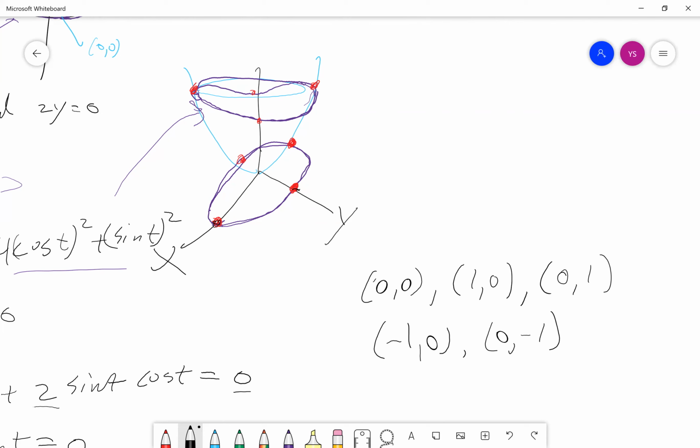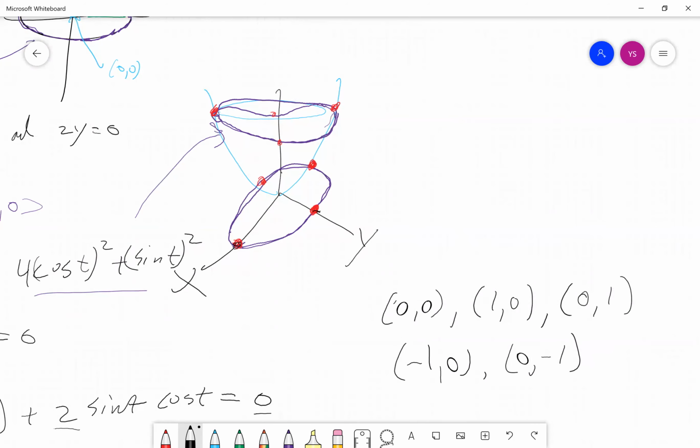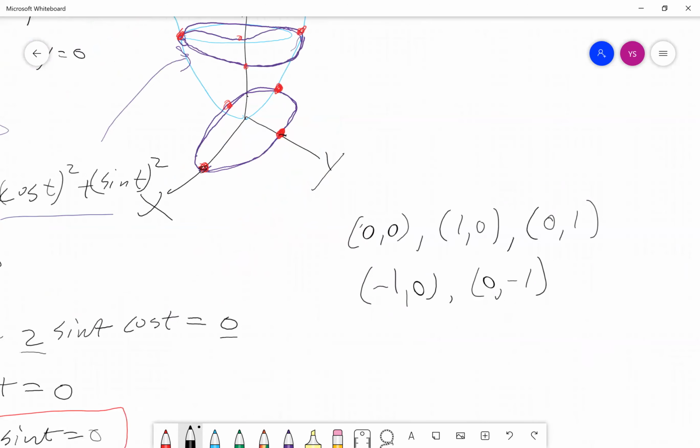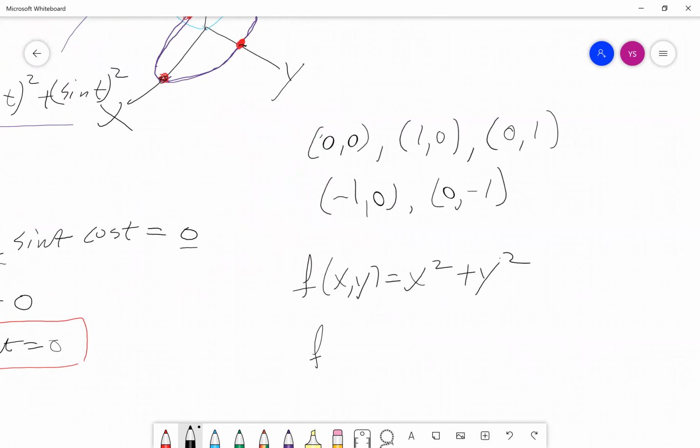Now, you can start plugging them into your function to figure out what your absolute minimums and maximums are. Once you get a list of your critical points, both in the interior of the domain and on the boundary of the domain, you plug them into your function to figure out which are the biggest, the lowest, and the highest values. So again, our function is f of x, y equals x squared plus y squared. So let's plug in. f of 0, 0 is equal to 0.